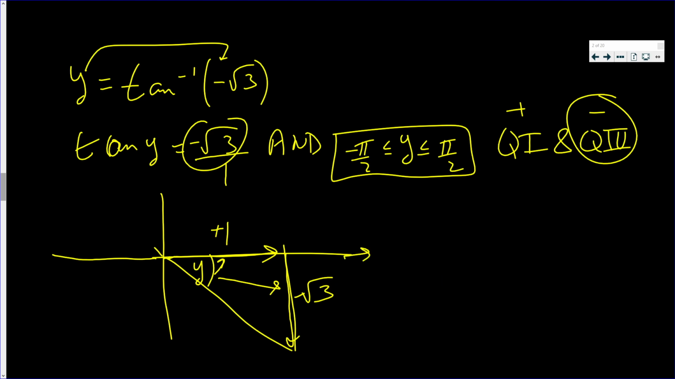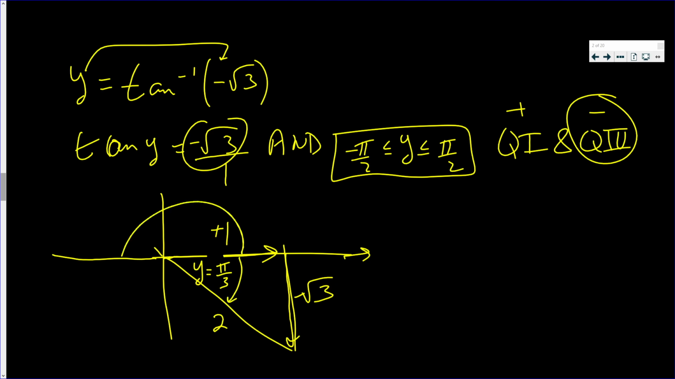Now, what is this angle? We're supposed to remember that this angle is pi over 6. No, it's not. It's pi over 3 this time. This angle is 60 degrees, which is 180 divided by 3. But it is negative pi over 3.